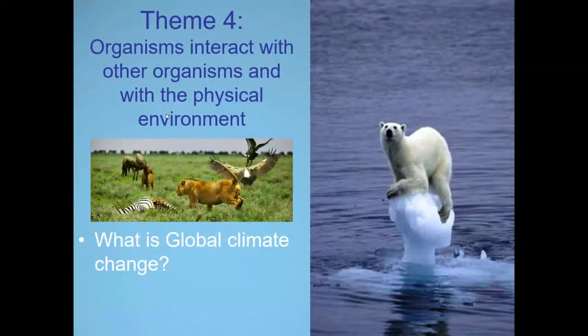The fourth theme is that organisms interact with other things in their physical environment. And the best example of this is global warming, right? So we know that the environment affects organisms. And there's this picture of this poor polar bear who's used to living on a big iceberg, and the iceberg is melting.